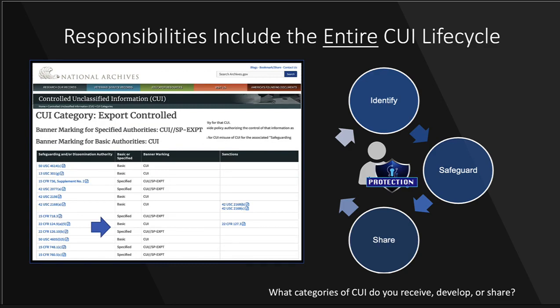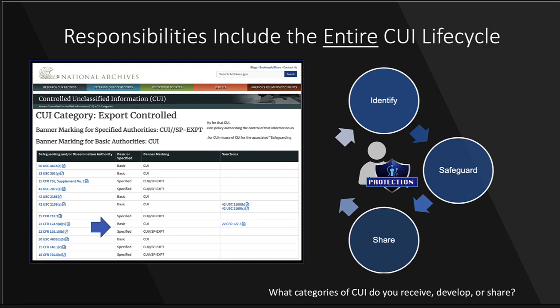So now we have to look through the CUI registry and look at the information and compare the attributes of the information. If it's not properly marked, compare those attributes of the information to indicate what it might be. And in this case, that second set of information in our example, we believe it's export controlled information. But under export controlled information, we have both basic and specified requirements that we have to meet.